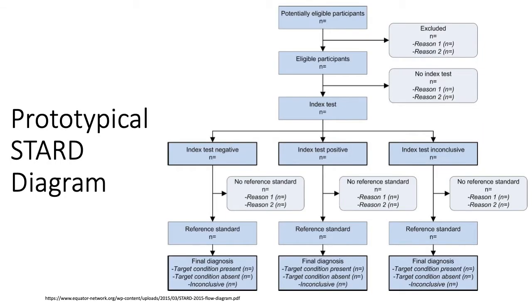This is how you summarize the results of the entire study in one diagram. We start from showing the number of potentially eligible participants, out of which how many were eligible, out of which how many got the index test, out of the results of the index test as positive, negative or inconclusive, how many got the reference standard test, and then what was the ultimate or final diagnosis. So this diagram summarizes the entire study. It is also known as the STARD diagram.